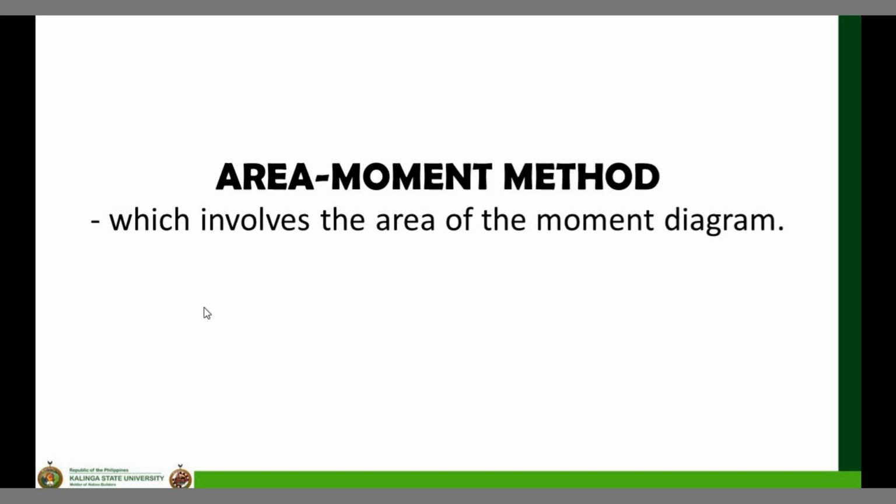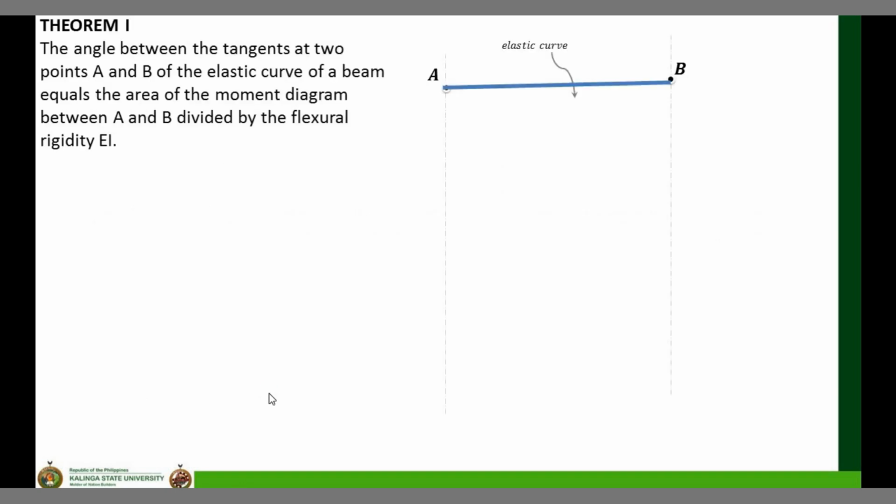So for the area moment method, this involves the area of your moment diagram. So again, itong area moment method na to, we need your moment diagram. Paano kunin yung moment diagram? We've discussed that in the first topics. So here in moment diagram, we have theorems to support our method.